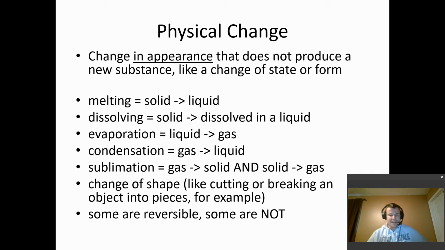It should be noted that sometimes these are reversible and sometimes they're not. Okay, so if I rip a piece of paper, that's not reversible. I can't put that back together unless I use glue or tape. But often they are reversible. So think of melting versus freezing, or dissolving versus bringing something out of solution. Think of evaporating versus condensing. Those are reversible changes. So sometimes they are, sometimes they're not.